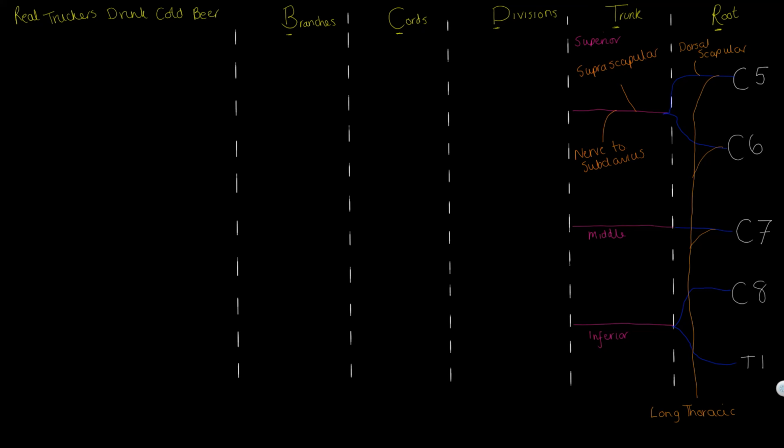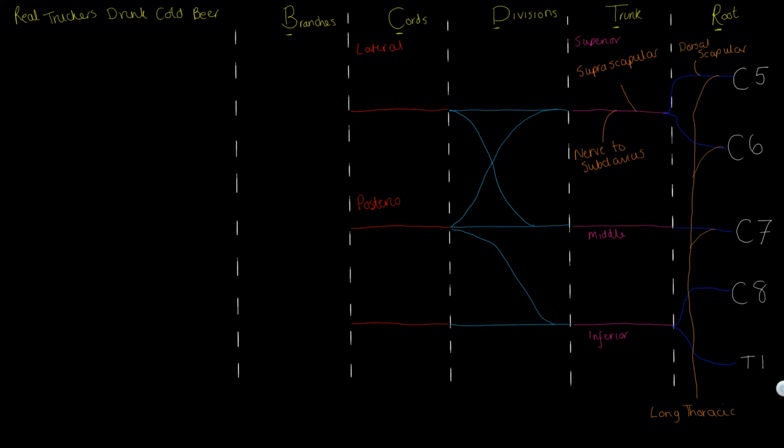The trunks continue to form divisions, where fibers from the inferior trunk join fibers from the middle trunk, and fibers from the middle trunk join fibers from the superior trunk, and from the superior they are exchanged down to the middle trunk. After this, 3 cords are formed: the lateral cord, the posterior cord, and the medial cord, all named as related to the axillary artery.